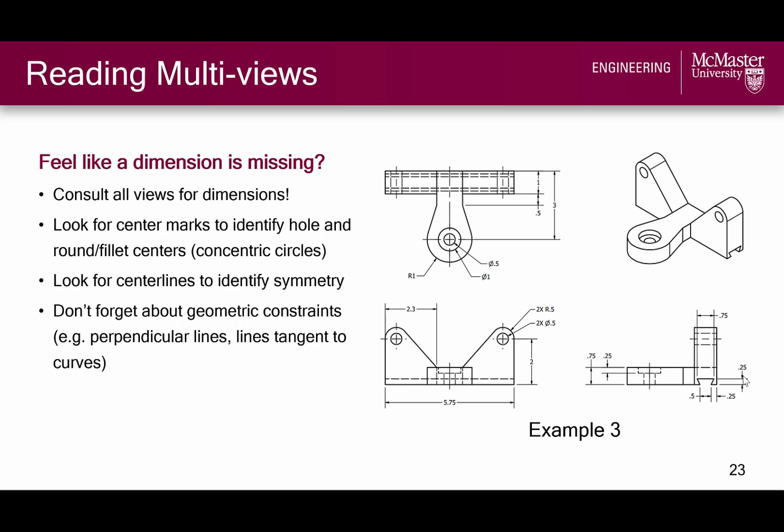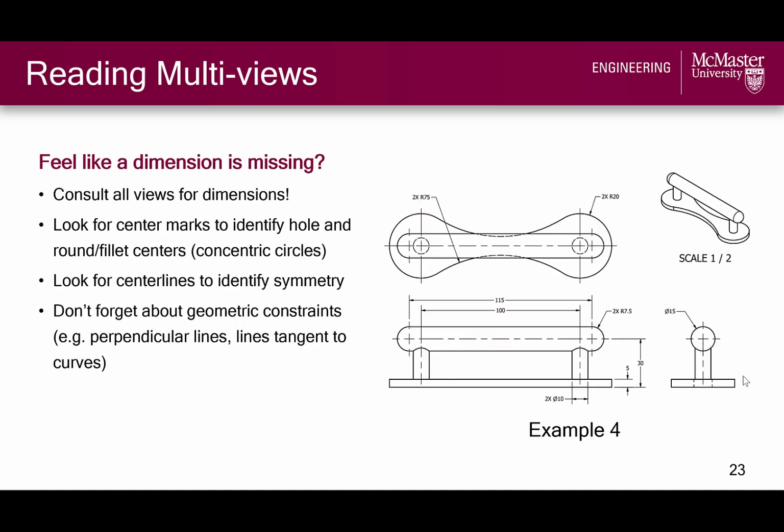This includes center marks and center lines. For example, we see only one center mark here, which tells us that this hole and round feature are concentric, meaning that the center positions are aligned or coincident. This center line also indicates that this part is symmetric, which will help in recreating the part. Also, don't forget about geometric constraints in addition to numeric constraints. For instance, in this cabinet handle example, we can assume that these 2 curves are tangent to help us properly constrain our sketch when modeling the part.